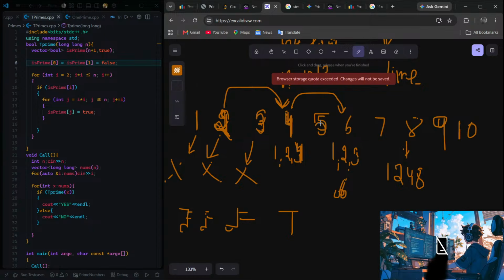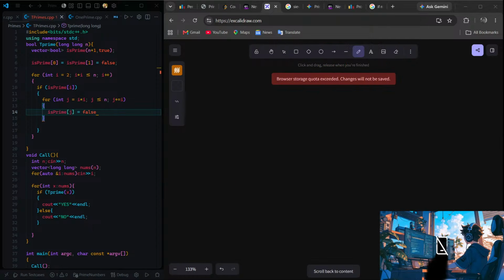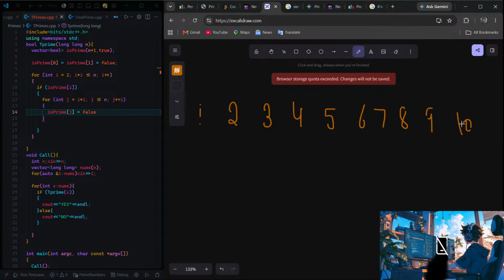So first, what I will do, I will tell that this all are my prime numbers. And now I will write 1, 2, 3, 4, 5, 6, 7, 8, 9, and 10. So this is not a prime number, so this is false. This is a prime number, true. This is a prime number, true. This is false. This is true. This is false. This is true. This is false. This is false. And this is false. Right.